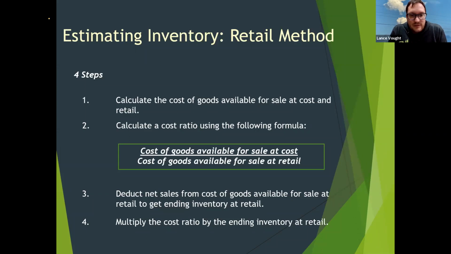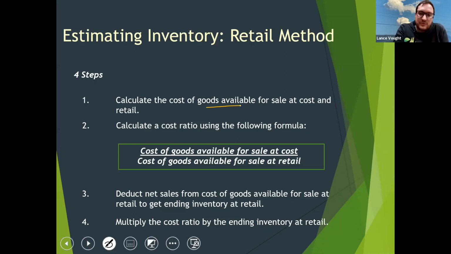So the first thing that you have to do is you need to calculate the costs of goods available for sale at cost and retail. So the cost way is the same as always. The retail way is based on how much you plan on selling it for. Then you calculate a ratio to say, okay, this is how much it cost me versus how much I'm selling it for, which is essentially the complement of whatever your gross margin is. So if the cost is 60% of the retail price, well, then that means your markup is 40%, which is what we learned about a few chapters ago.